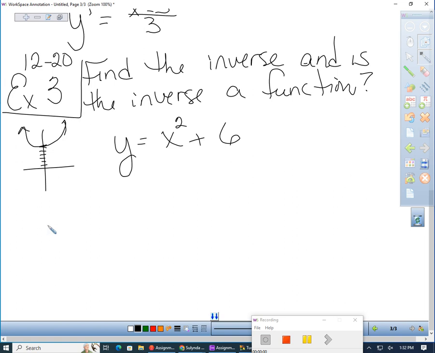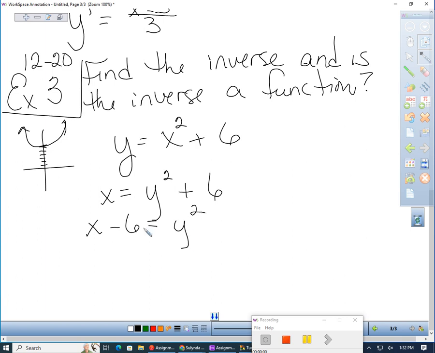Okay, so now we're going to find the inverse. First thing we do is switch x and y around. So I'm going to have x equals y squared plus 6. Now I want to solve for y. So I'm going to subtract 6 over. So x minus 6 equals y squared.